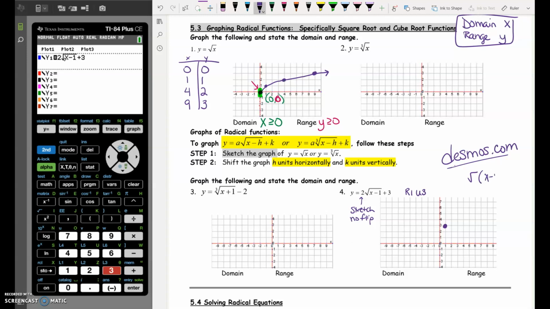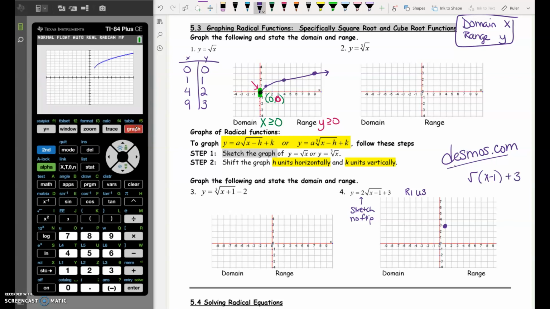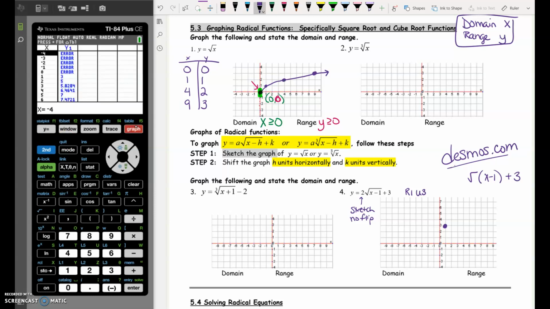You would type in that x minus 1 and then close your parentheses. That would be what's underneath the radical and then +3. Push graph. That'll show you a picture of the graph, which might help you, but then the really helpful thing is second table, and then you can look at some of the points on here.